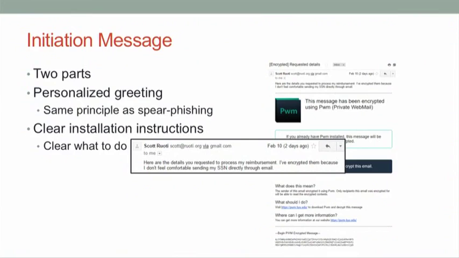You know, otherwise, this could just look like spam. And in fact, we say it's kind of the principle of spear phishing turned on its head: can we use some context so that Alice, or Bob, can decide whether to trust this message?